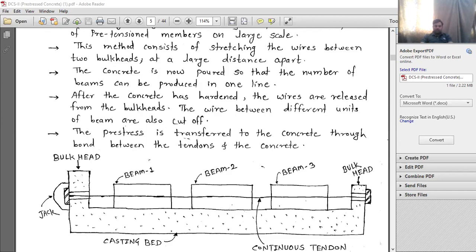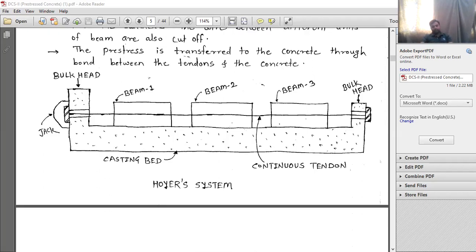So you can cast a number of beams at a single time. One tendon is passed through all the beams. Once the concrete is hardened, the pre-stressing is applied over here. After the application of the pre-stress, these wires are cut down. These tendons are cut down, and now they will become three beams with different tendons. Then that pre-stressing force is transferred to the concrete.